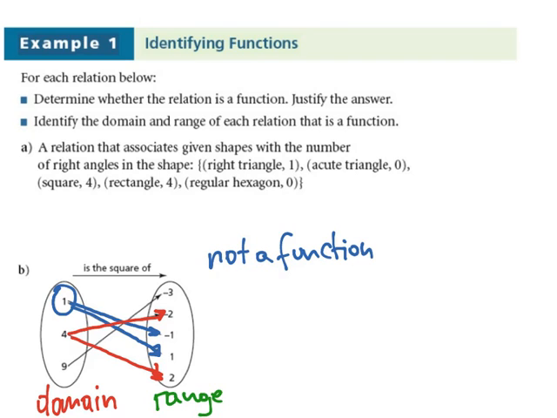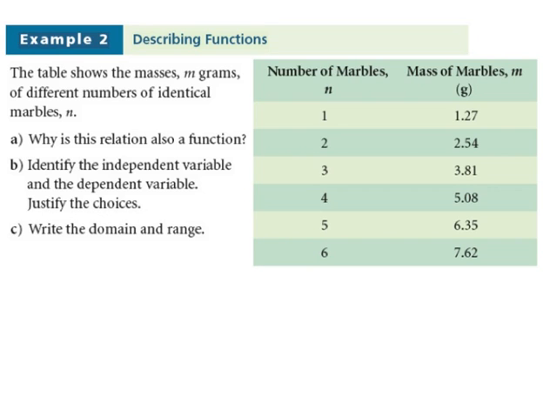The table shows the masses, m, in grams, of different numbers of identical marbles, n. Is this a relation or just a function? Identify the independent variable and the dependent variable, justify your choice, and write the domain and range of the function. So the question is, is this a function?